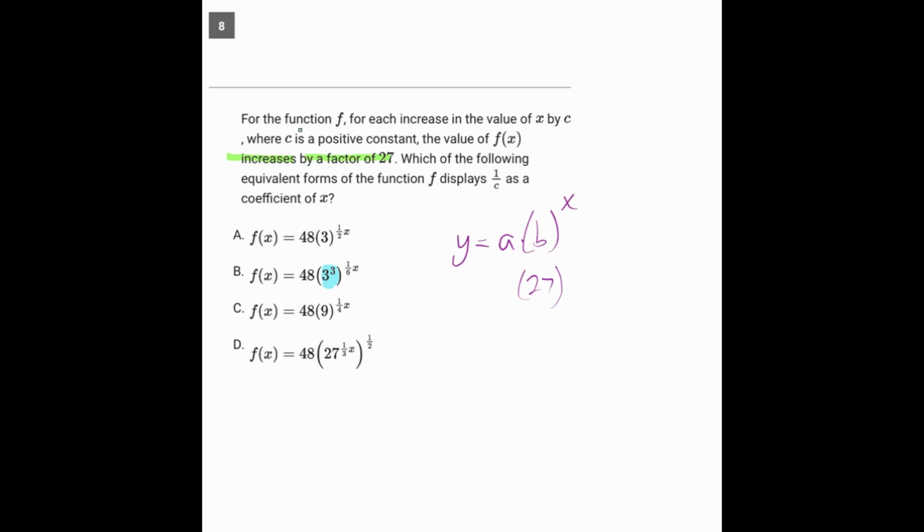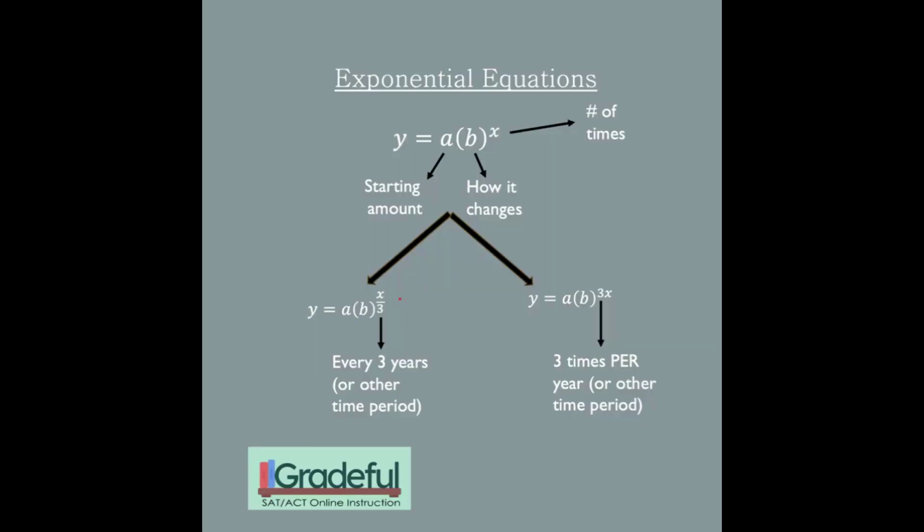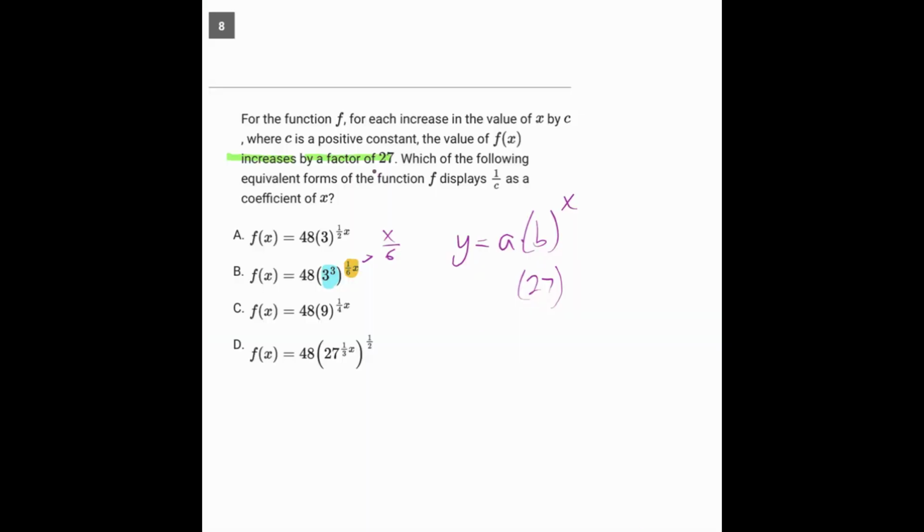So does the rest of it fit? Well, this part right here, the 1 over 6x, that can also be stated as x over 6. And so it's kind of matching this. So x over 6 would be every 6 whatevers. And so let's see what's being said here. It's increasing by a factor of 27.